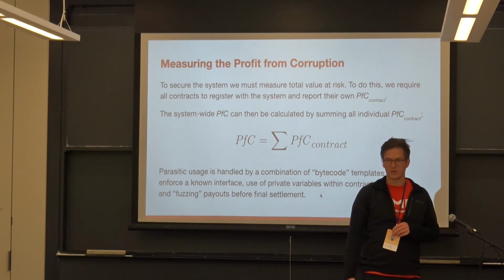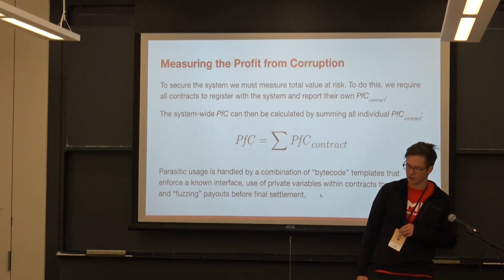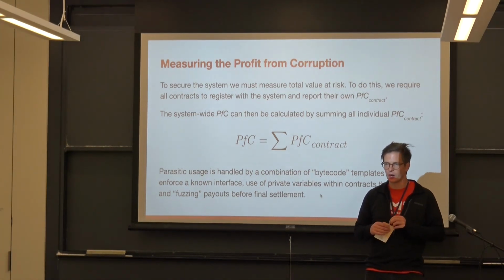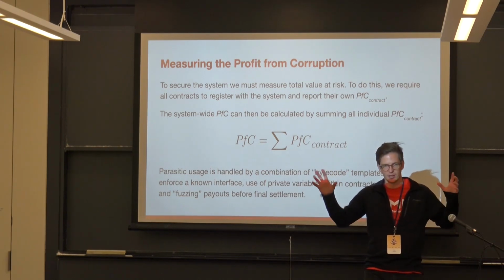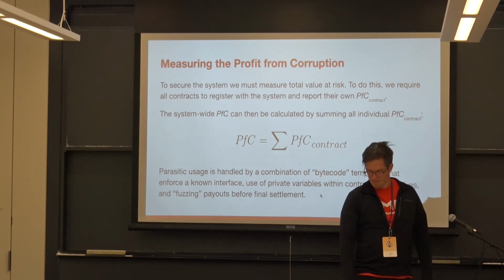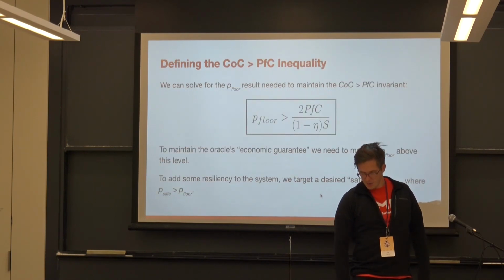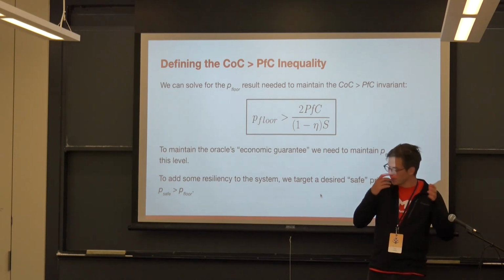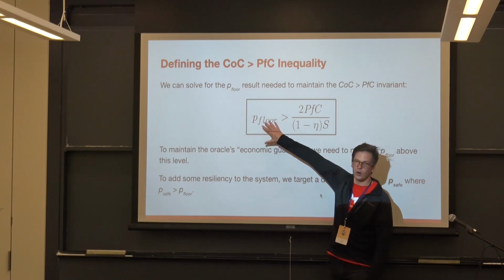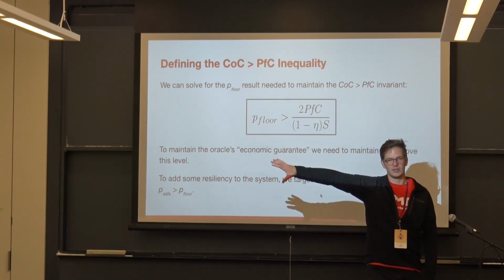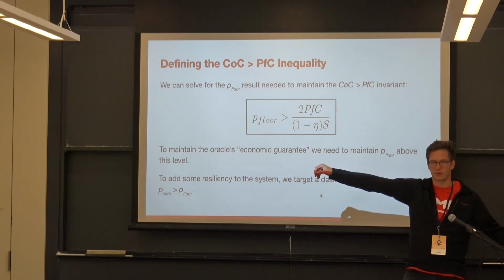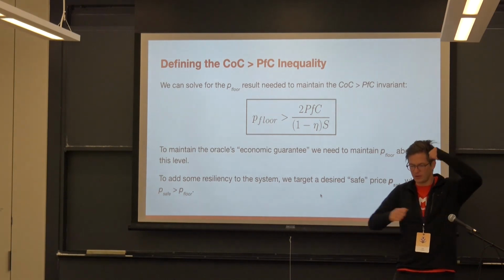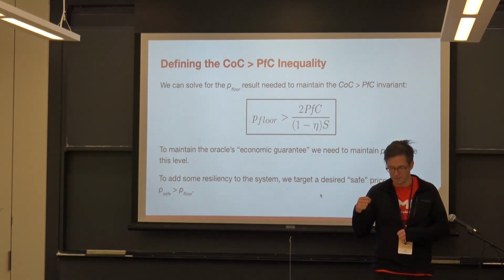This is actually pretty simple. This is just what I said in words. Measuring our profit from corruption is simply the summation of all individual contracts' profit from corruption numbers. And that gives us our system-wide PFC number. Then we rearrange and solve for this inequality. So we put those two things together and we solve for the price of the token that needs to be maintained to keep the system secure under this cost of corruption, profit from corruption framework. And basically what it's saying is we need twice the profit of corruption divided by the participating token supply.